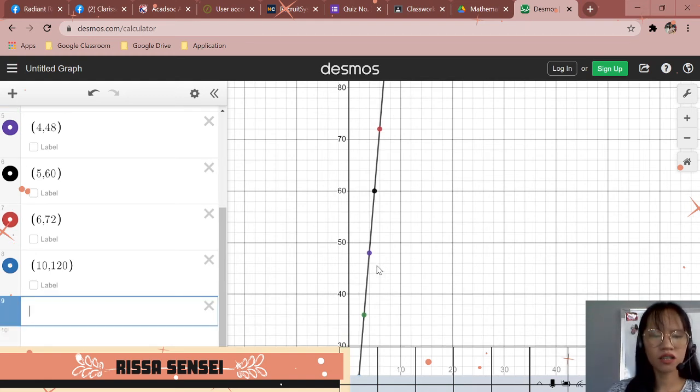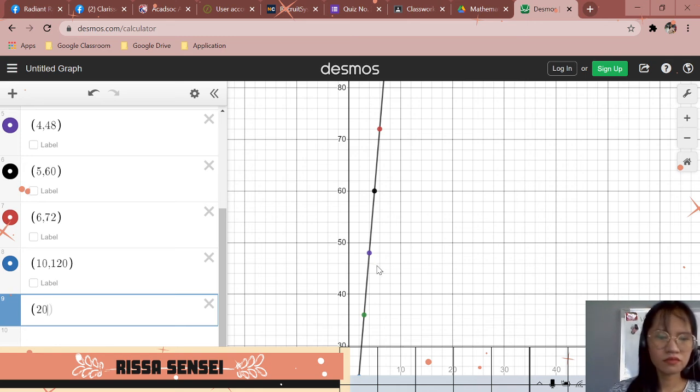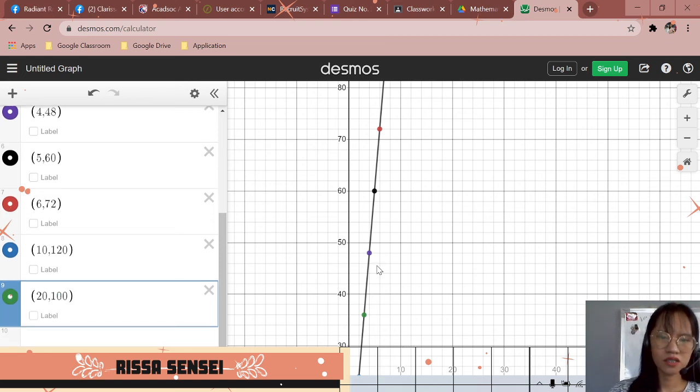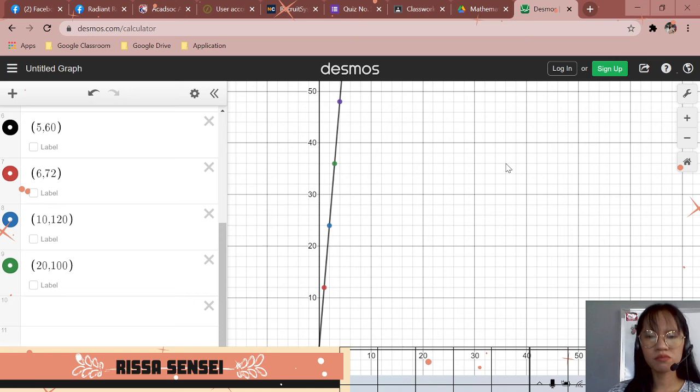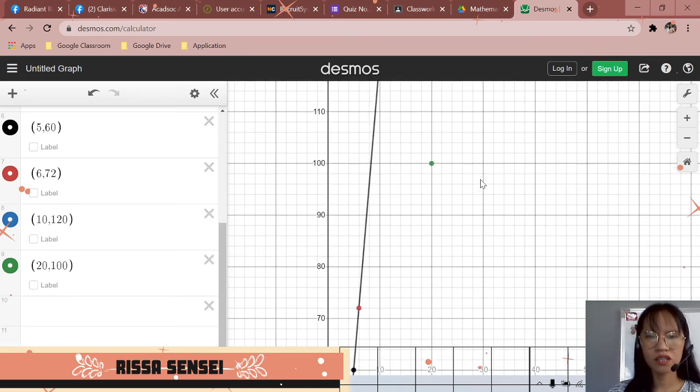Pag halimbawa naglagay ako ng (20, 100). Tingnan natin kung nasa mismong linya itong 20 at 100. Wala siya. Wala siya sa mismong linya. Ibig sabihin, hindi siya solution doon sa ating straight line. Meaning, kapag 20 ballpen ang binili mo, hindi pwedeng maging 100 lang ang babayaran mo.